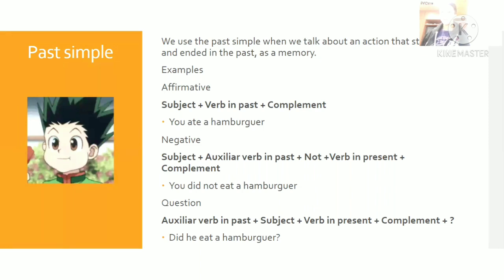In negative form, we have the subject plus the auxiliary verb in past plus not plus verb in present plus the complement. You did not eat a hamburger, or you didn't eat a hamburger. In question form, we have the auxiliary verb in past, plus the subject, plus the verb in present, plus the complement, plus the question mark. And we have: did he eat a hamburger?